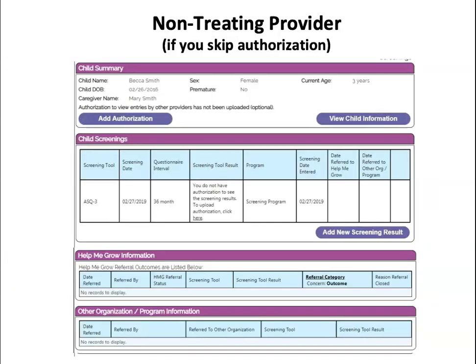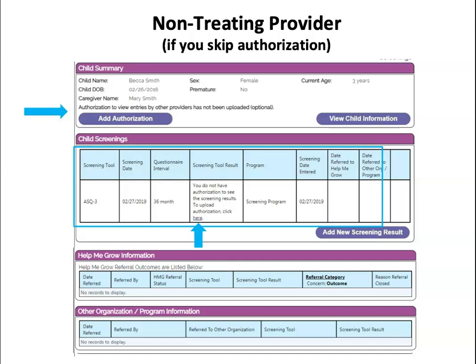If you're a non-treating provider and you've skipped this authorization, you will still be able to see her homepage in its entirety. However, note here that you can see which screening tool was done, when it was done, which interval was done, and which program completed the screening. However, you will not have permission to see the results. If you'd like to upload that authorization, you have another opportunity to do so here.